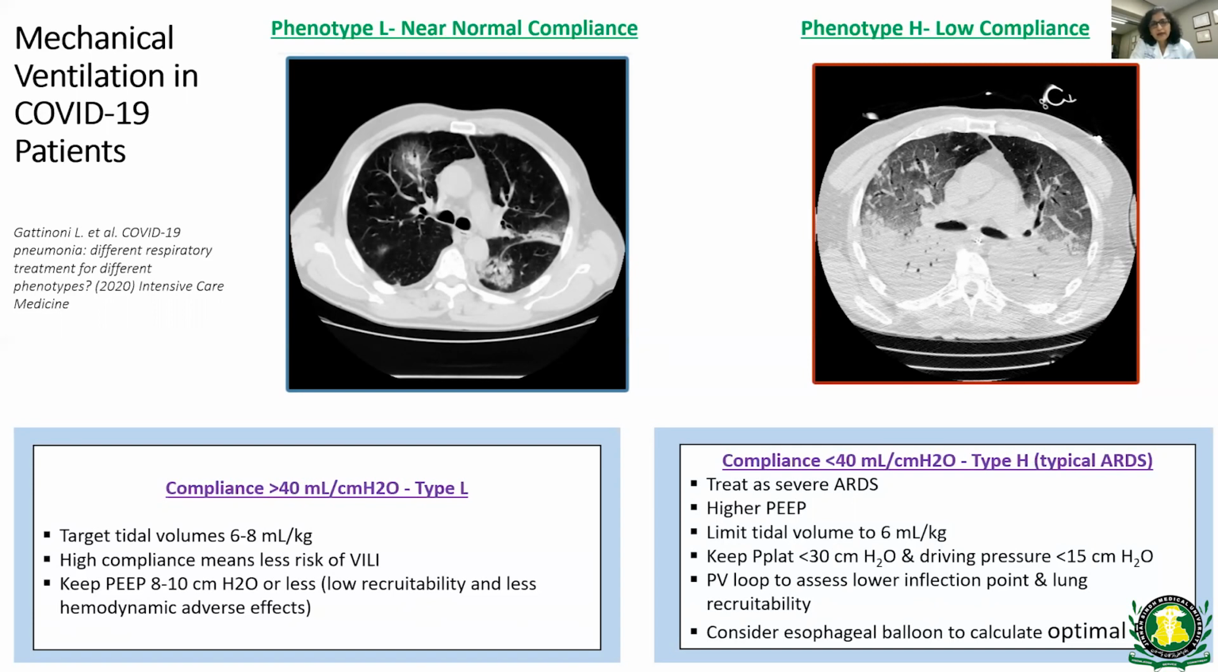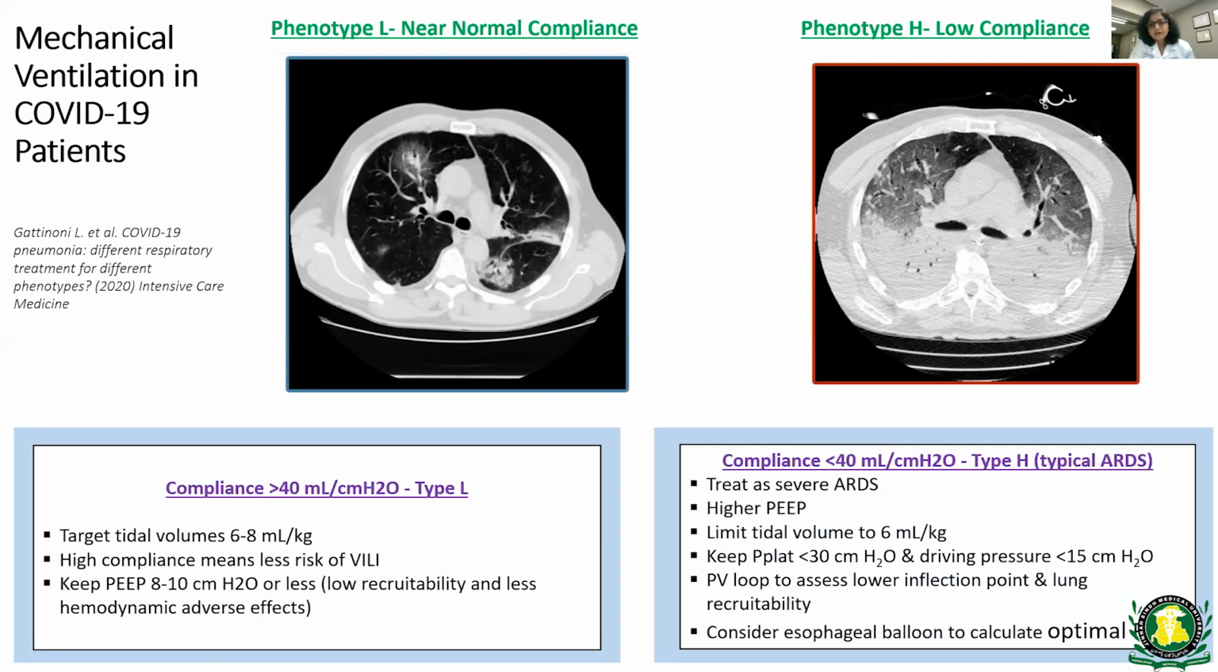Now, phenotype L, as I mentioned to you, has a compliance that's near normal. In this case, greater than 40 mLs per centimeter of water. In these patients, you can target tidal volumes of 6 to 8 mLs per kg. High compliance means less risk of VILI, which is ventilator-induced lung injury. Keep the PEEP 8 to 10 centimeters of water or less.